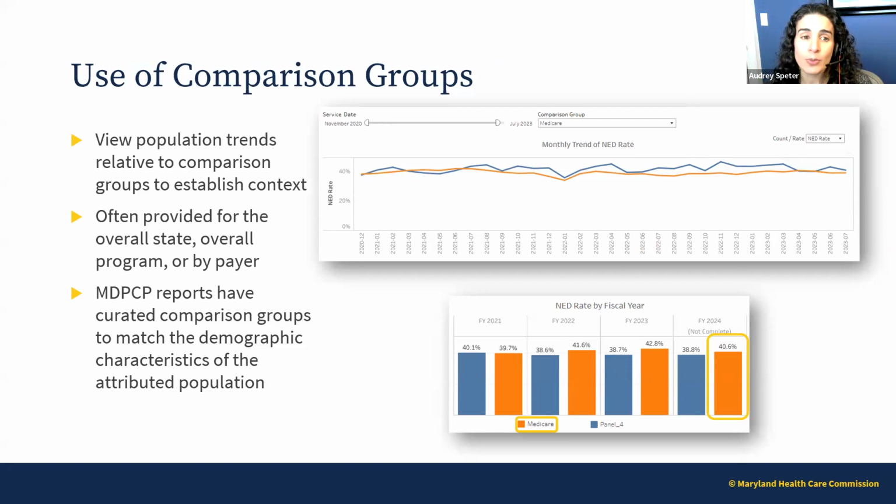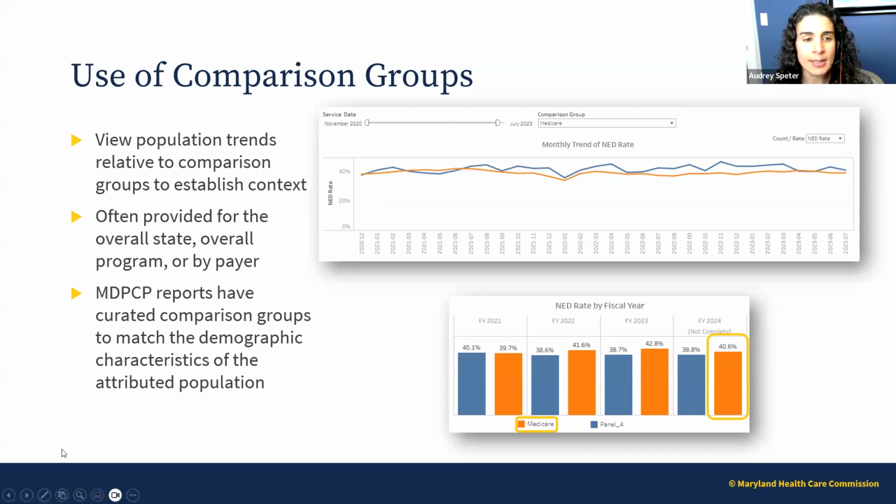So a lot of our reporting suites offer comparison group trends where you're able to look at the state overall. You're able to look at an overall program, such as the MDPCP program, or you're able to look within an individual payer. How does my Medicare trends for my subpopulation compare to the overall Medicare trends in the state of Maryland? So we make sure those comparison groups are available, and it's really important to rely on those because absent of that context, it's really hard to interpret these data points.